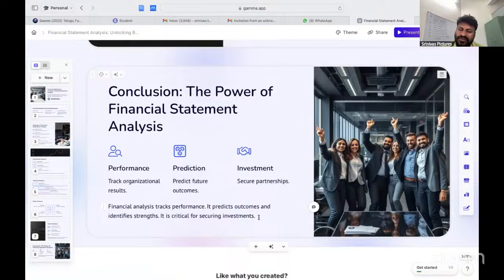What is the reliability of the time to realize the amount? How many years will it take? How many months will it take? Whether the company's position is able to pay or not? All that they are going to identify by using this financial statement analysis.